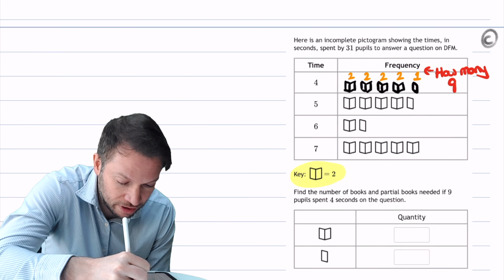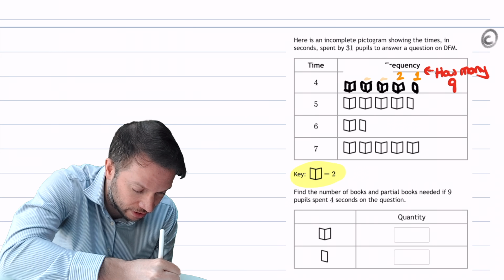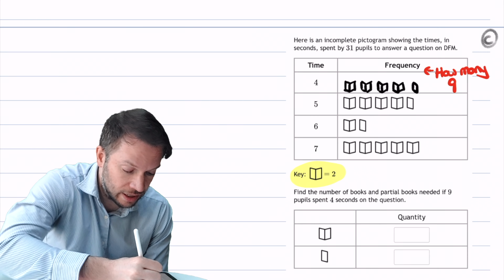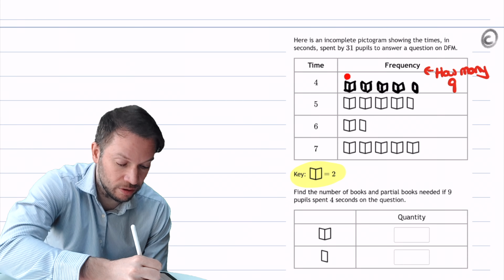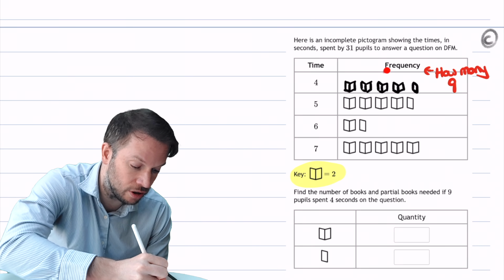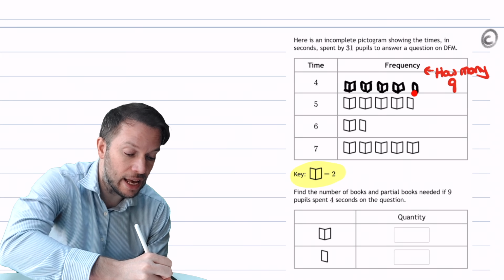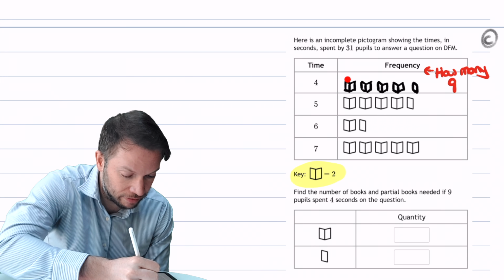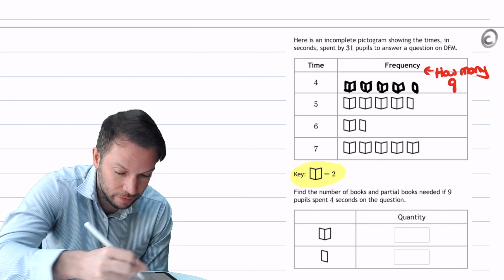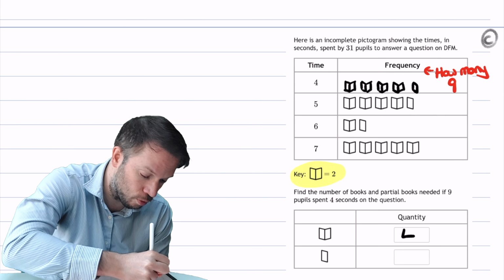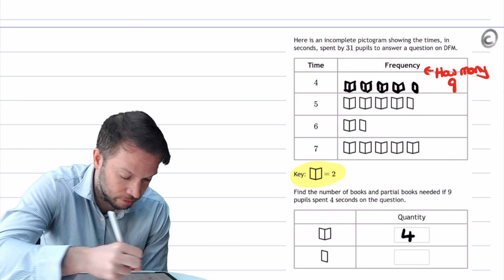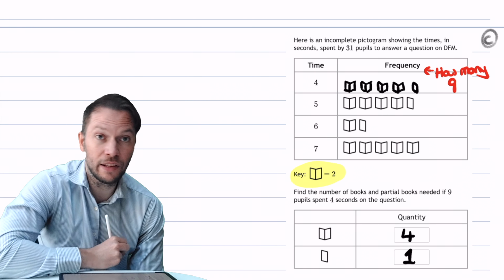We don't need these numbers anymore. So I'm going to rub out these numbers here to just leave the book symbols. So just to summarize, each book is worth 2 people, so we have 2 plus 2 plus 2 plus 2 plus 1, and that would give you 9 people. So how many book symbols do we have? Full book symbols, 1, 2, 3, 4. There's 4 full book symbols, and we used 1 half book symbol, so that's going to be 1 there, and that's the final answer.